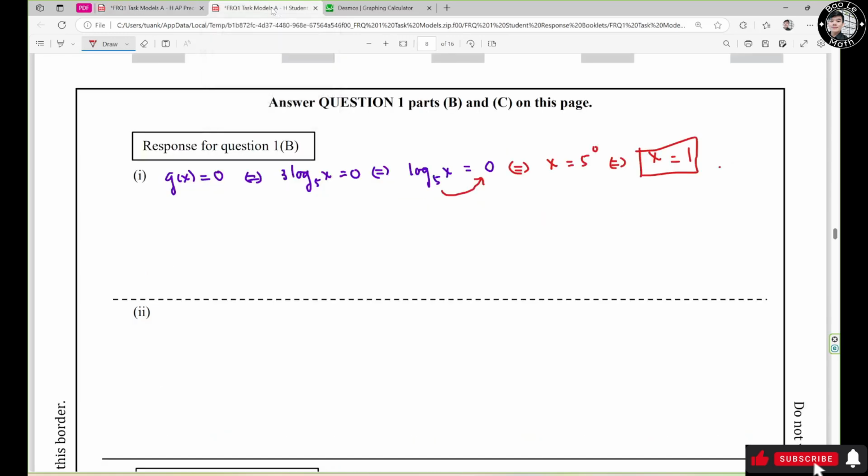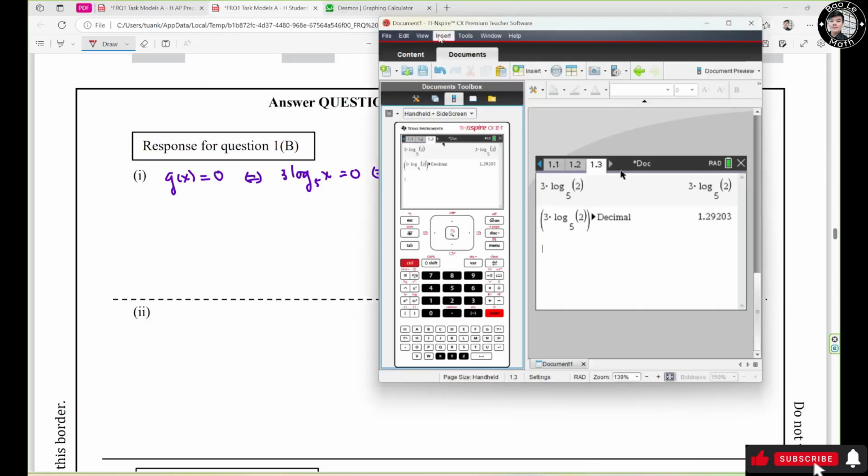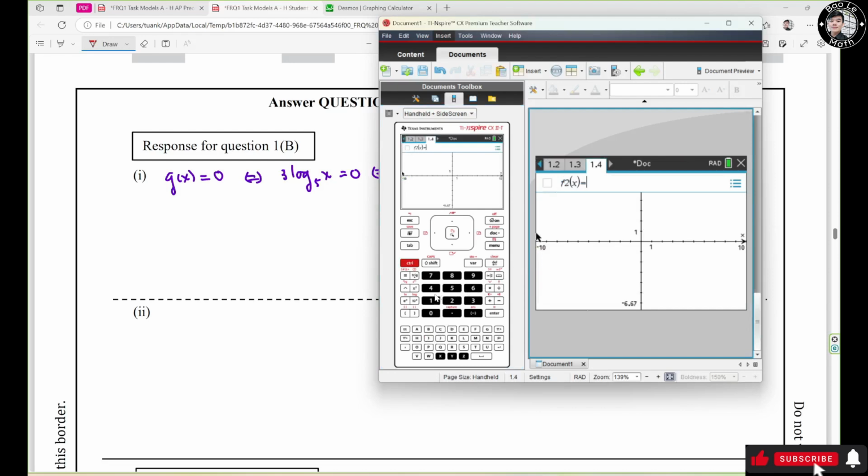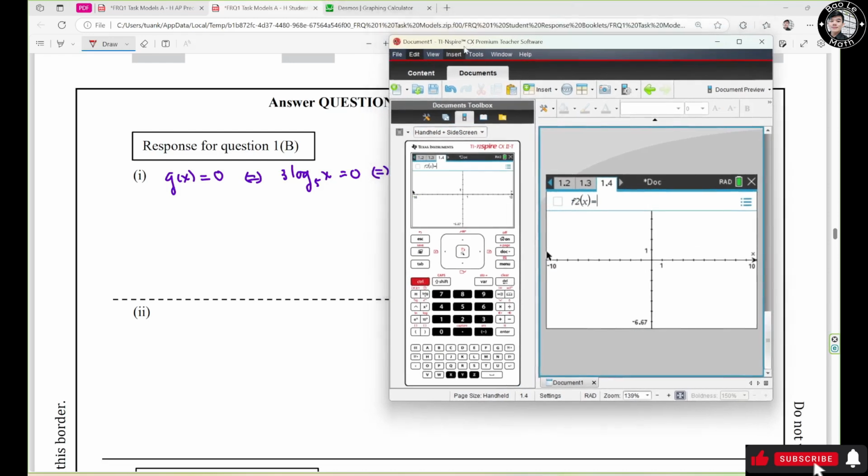We either use the calculator or decimals, right? So I'm going to use the calculator. I'm going to hit Control I, add graphs right here. Alright, so I'm going to input the function g of s equals 3 log base 5 of s, right? So I have 3 log base 5 of s. Now I hit enter. It's going to be right here.